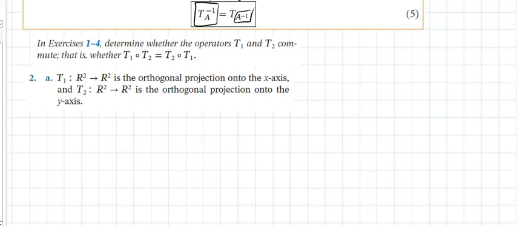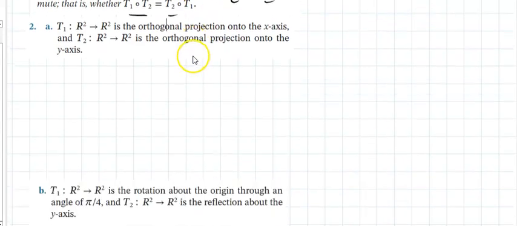So we start off with a bit of practice of how this plays out. Determine whether the operations T sub 1 and T sub 2 commute. See if the composition is commutative. Now we know from before that that's not the case. Sometimes it is, if it's a special case.